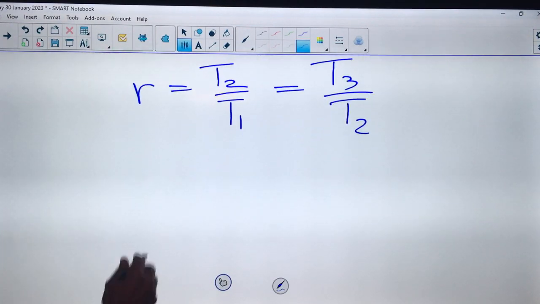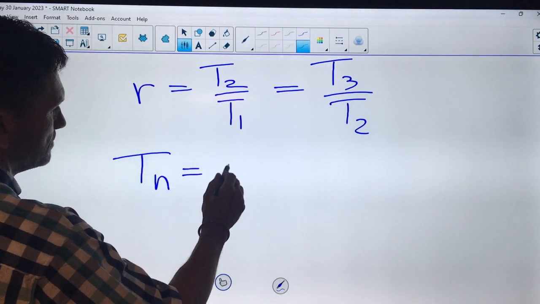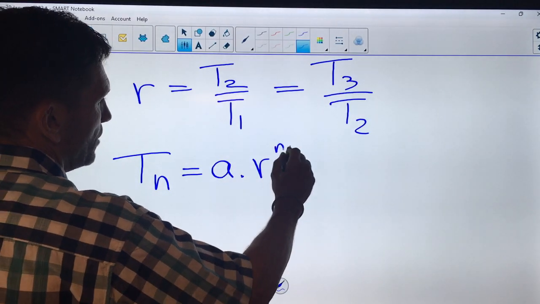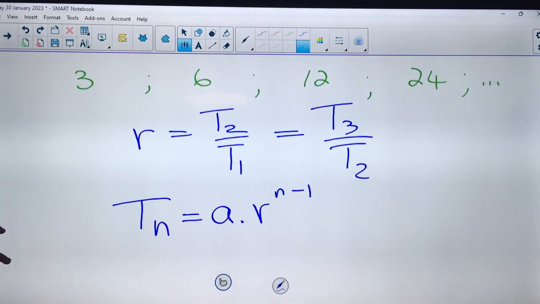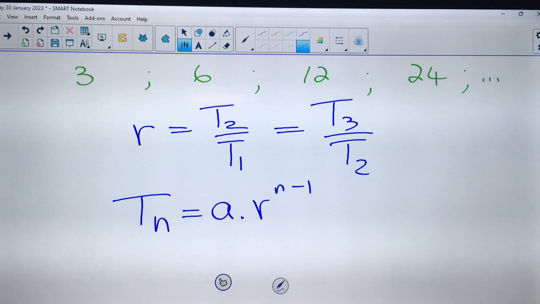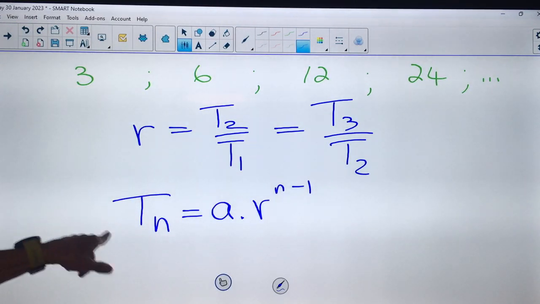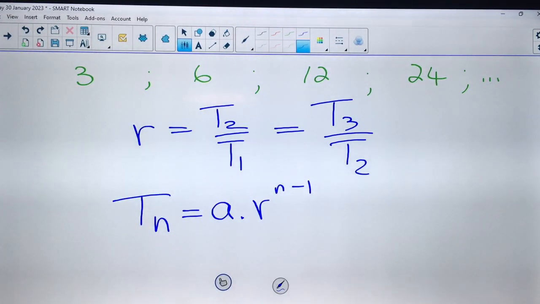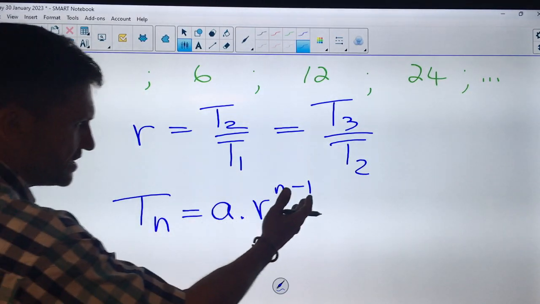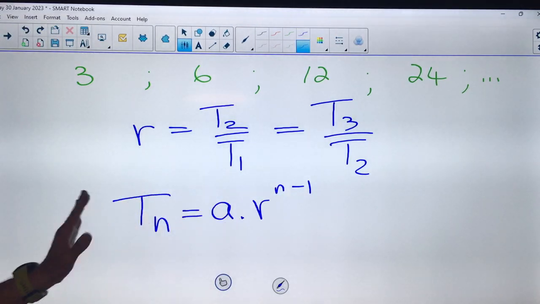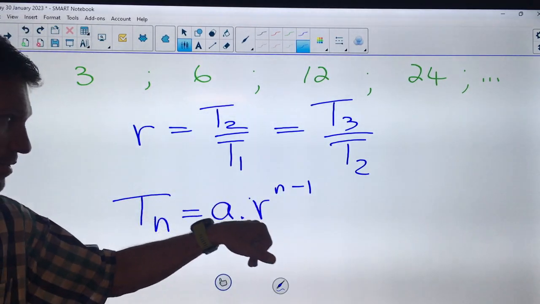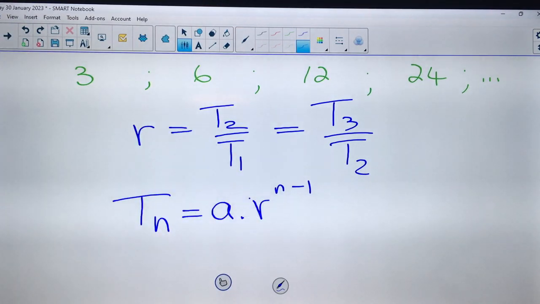And then we have an nth term formula: Tn equals a times r to the power of n minus 1. What is a again? The first term. R is the common ratio, n is the amount of terms, and Tn is again the last term. So you can see we use exactly the same letters except for the R. We use the A and the N and all of that, except for the R, which is now the common ratio or constant ratio.